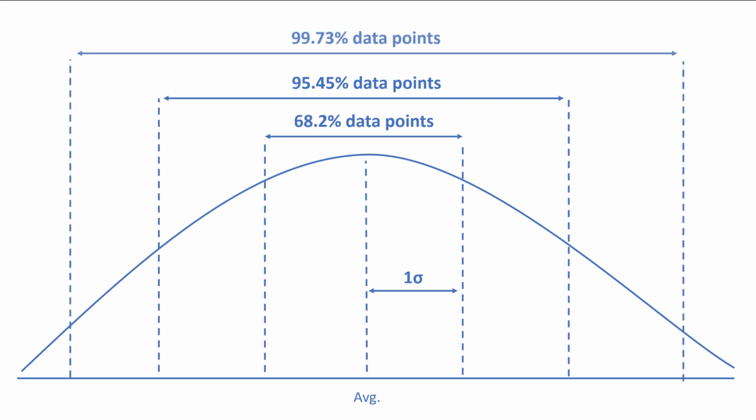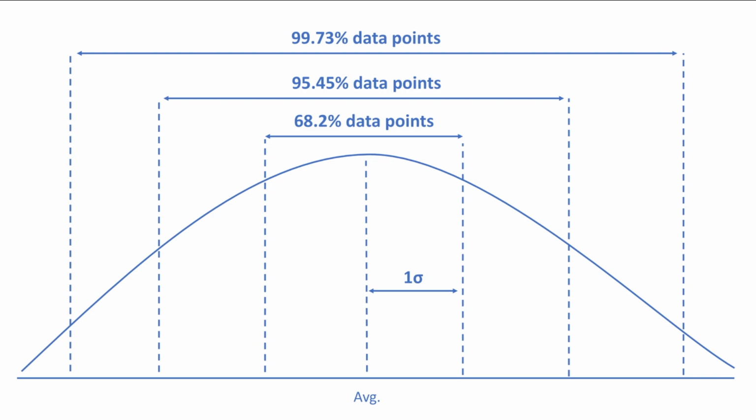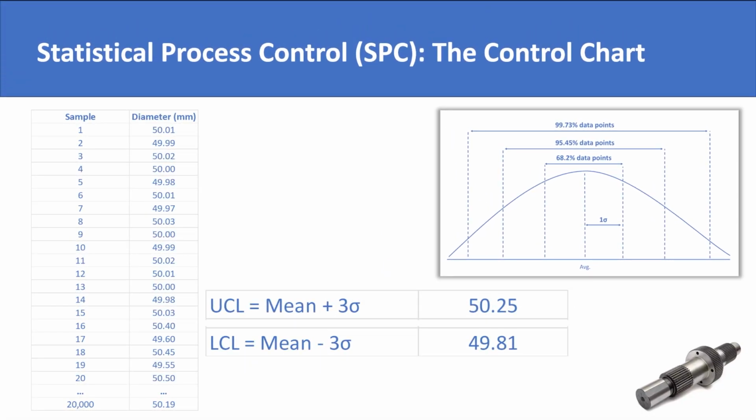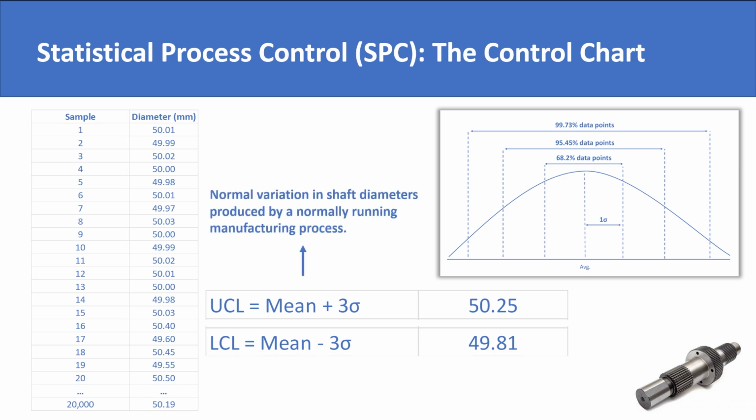and 99.73% data falls within plus minus 3 standard deviations. In short, plus minus 3 standard deviations represent majority of the data points. This is the reason why we use 3 standard deviations to define the control limits in a control chart. The upper and lower control limits tell us what is normal variation in shaft diameters produced by a normally running manufacturing process.